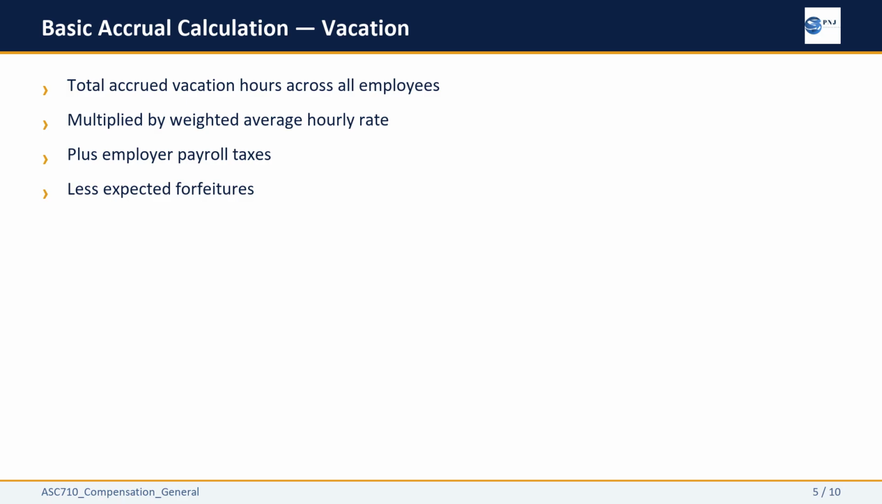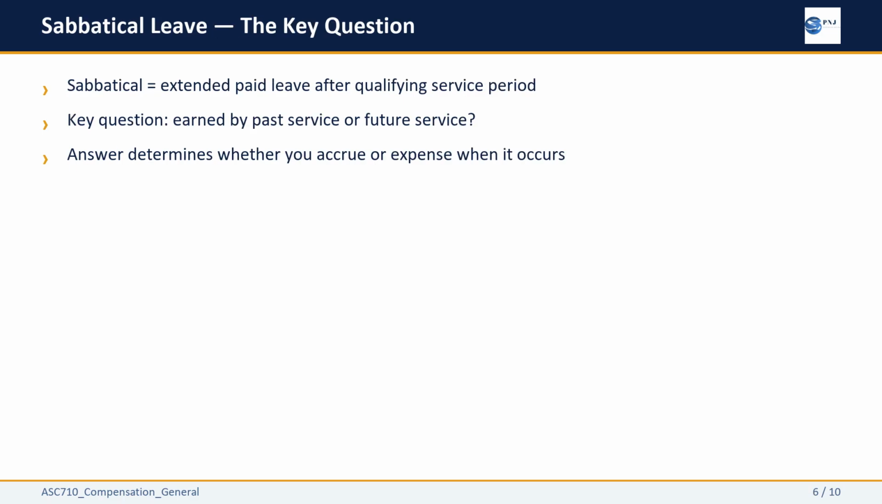The source document example gives you a concrete walkthrough. 5,000 accrued hours at $35 per hour produces a gross liability of $175,000, plus $14,000 in payroll taxes, less a 10% forfeiture deduction, landing at a net vacation liability of $170,100.